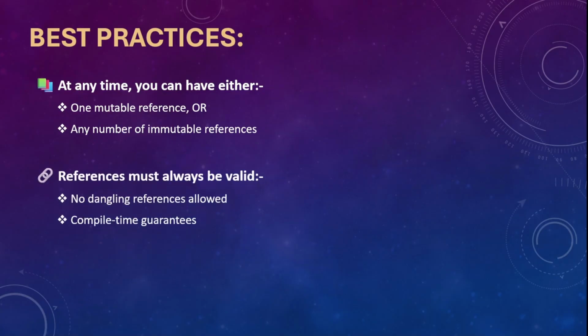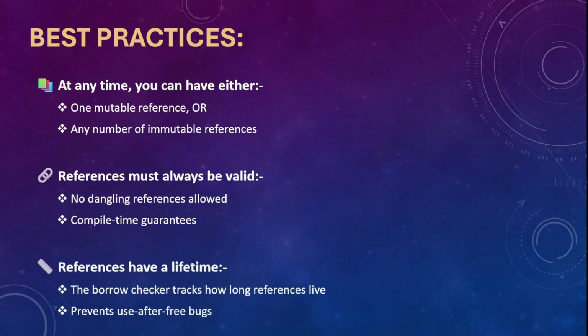And the second one was that references must always be valid. No dangling references should be created. This will be checked at compile time, and references have a lifetime. The borrow checker tracks how long the created references can live or when they have expired. Such an execution flow of references helps us stay away from the multiple bugs that can arise otherwise.